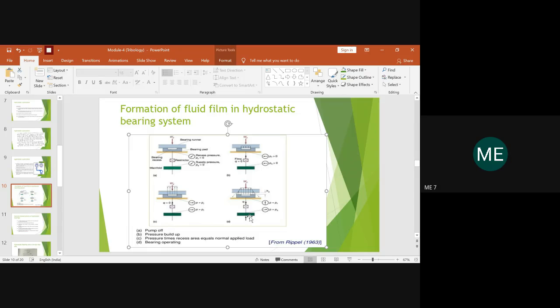And finally, in the last stage, the bearing is in operating condition, right? So due to the movement, the minimum film thickness of the oil will be generated across the contact area between the journal and the bearing. And this will be the load. So the profile of the pressure distribution will be as shown in the diagram over here. So this is how the distribution of the pressure happens, and the formation of the fluid film, and how the pressure is built in. So all these processes happen in the case of a hydrostatic bearing system.